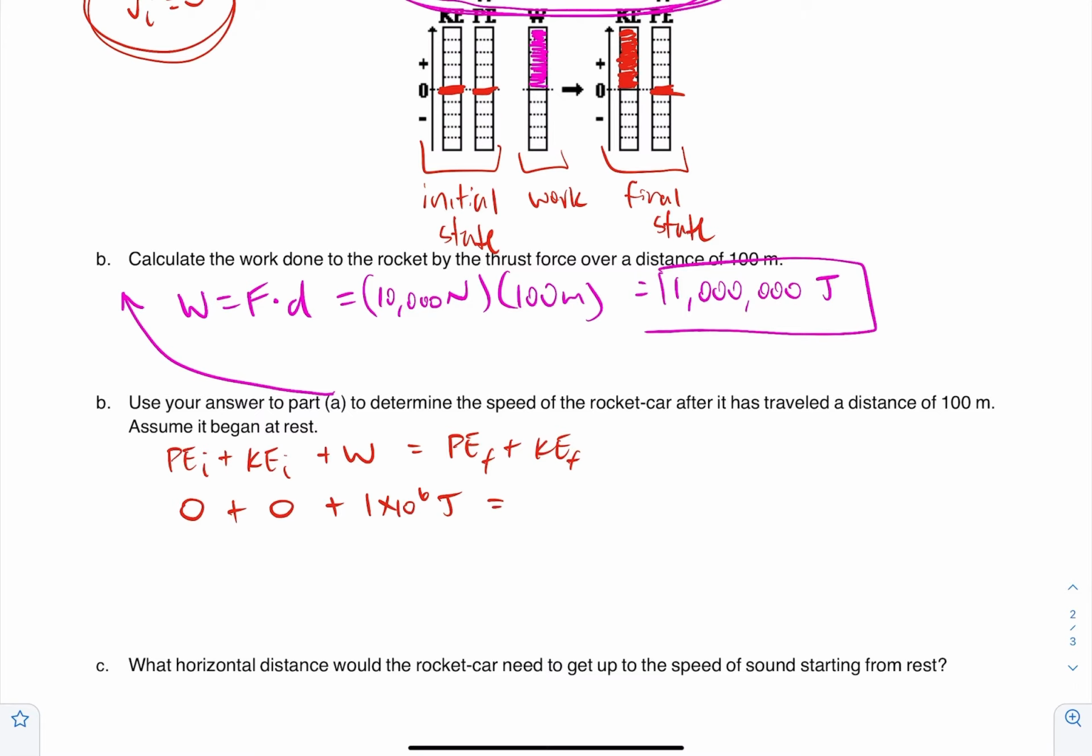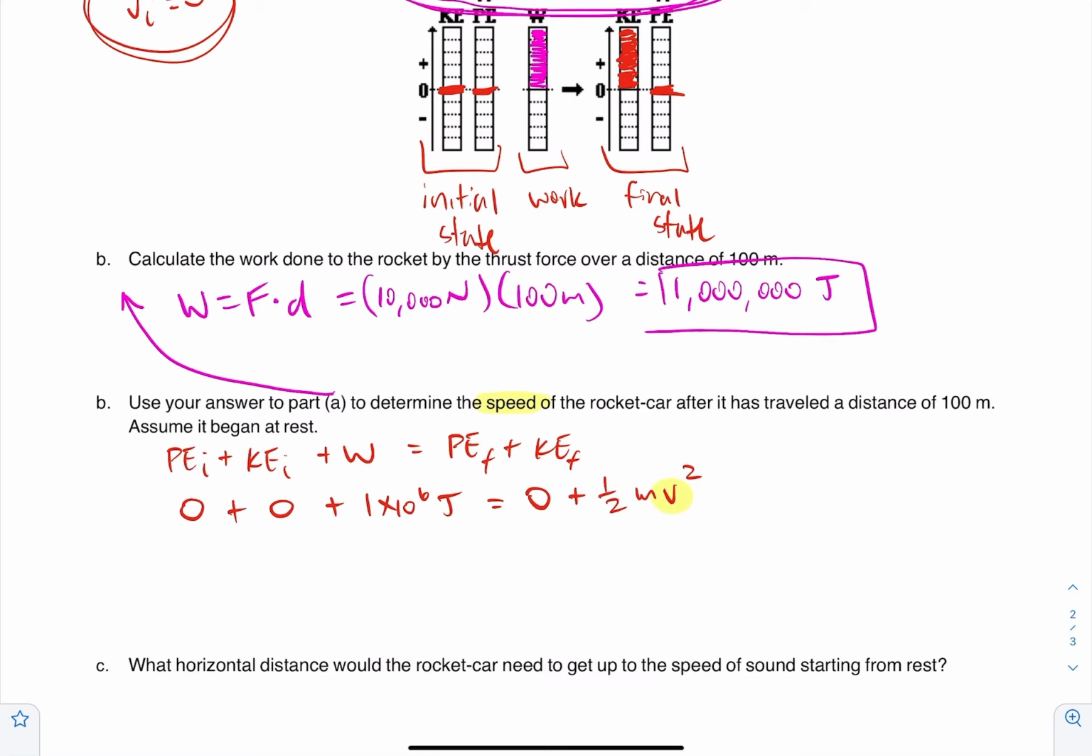Well, in the final state, the car is still on the ground, so it is going to have no gravitational potential energy, but it will have some kinetic energy. And kinetic energy is 1/2 mv squared. Okay, so now you can see where I'm going to be able to get the speed. It's going to come from this velocity term.